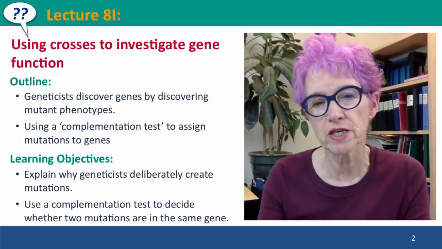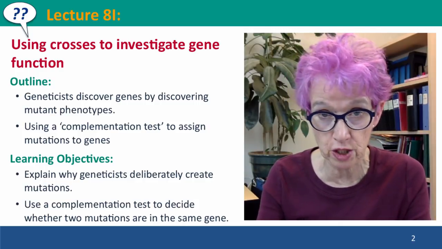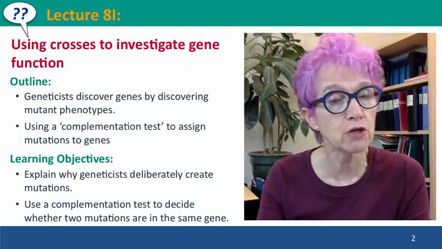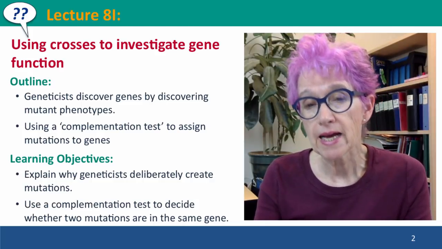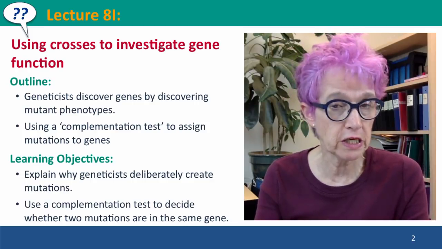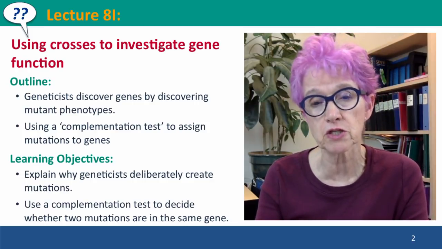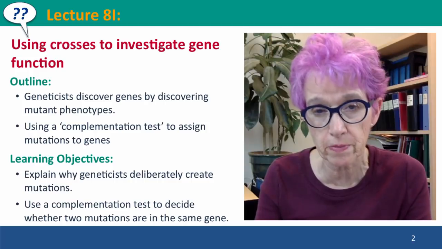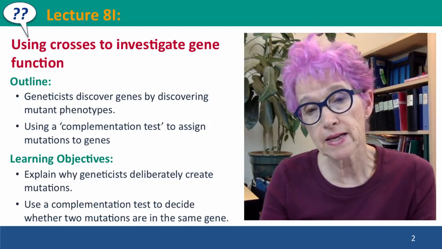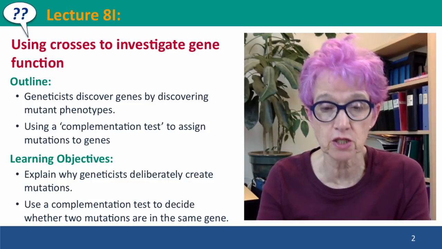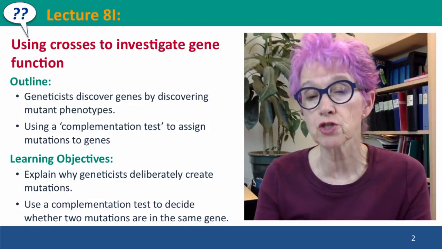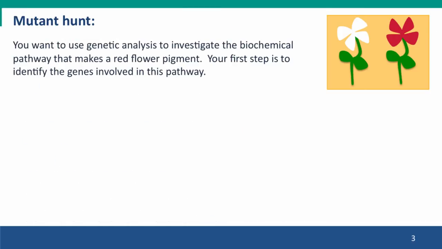Here we're going to switch gears from using crosses to map genes onto chromosomes to using crosses to find out what genes actually do. We'll carry out a mutant hunt to discover the genes that are needed to synthesize a particular red pigment for a flower. And we'll then use a technique called a complementation test to assign these mutations to different genes.